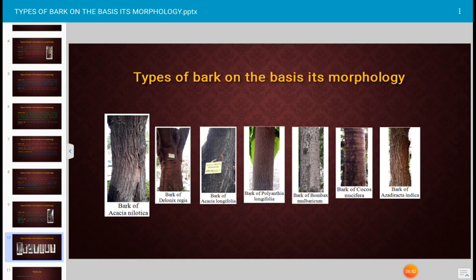All the trees have different types of bark. Even the color of the bark is different, the texture of the bark is different, chemically the barks are different, and chemical content is different, and all these are the characteristic features of the bark. They can play a very important role in identification of the plant. Thank you very much.